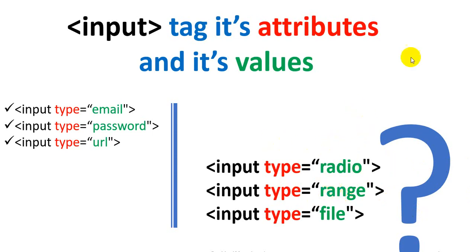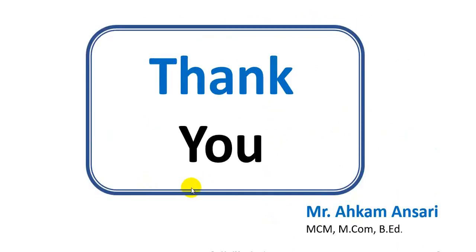Then we saw input type equal to file. What is the use of file? It gives the facility to upload any file, any type of file. The type is not important. You will get one button. When you click on that button, it shows the computer location, so you can select any file and then upload the file.